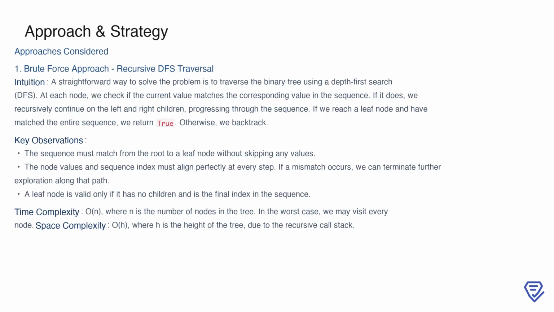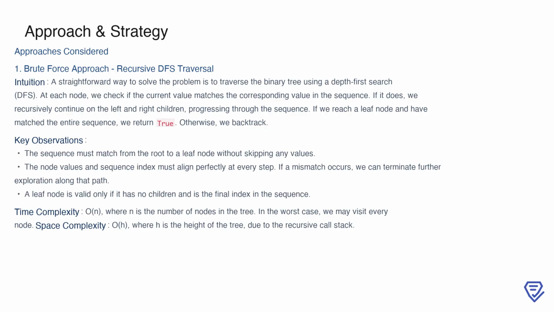A key observation here is that the sequence must align perfectly with the path from root to leaf, no gaps or skips are allowed. Additionally, a valid leaf node must have no children and must correspond to the final index in the sequence. In terms of complexity, the time is proportional to the number of nodes in the tree, O(n), since we may visit every node.